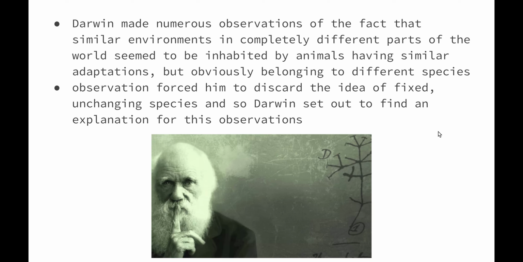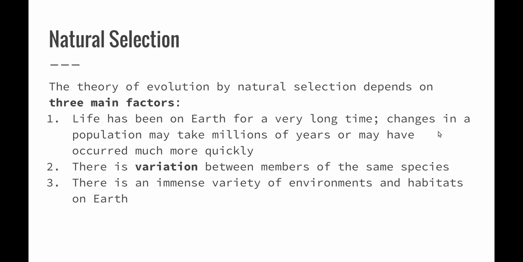Observation forced him to discard the idea of fixed, unchanging species, and Darwin set out to find an explanation for these observations. So that's where the theory of natural selection came through. The theory of evolution by natural selection depends on 3 main factors.